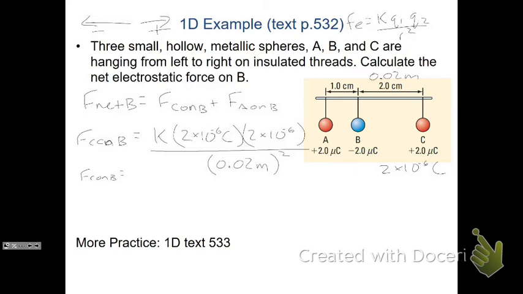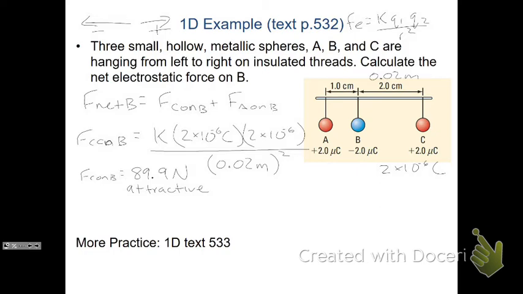Okay, so force of C on B, I got 89.9 newtons. And we have a negative and a positive charge, so this will be attractive. So the force of C on B is pulling B to the right with 89.9 newtons of force. Were we able to get that in our calculators?